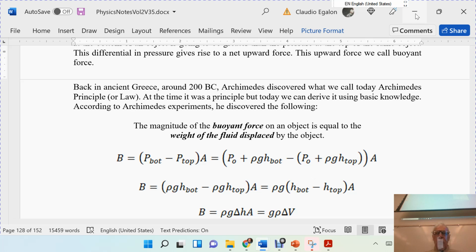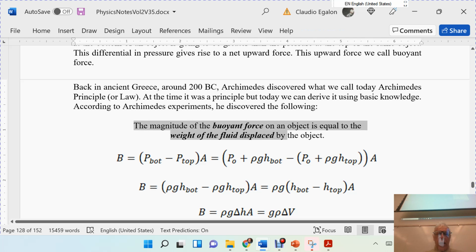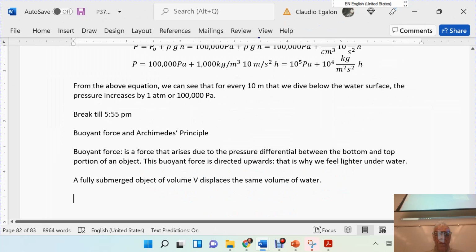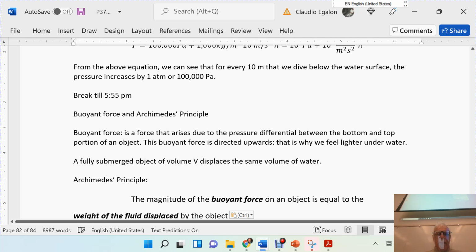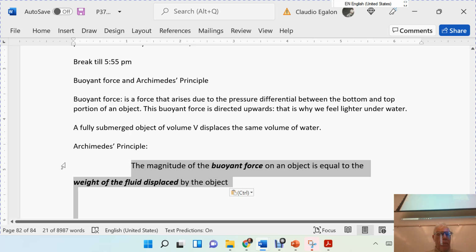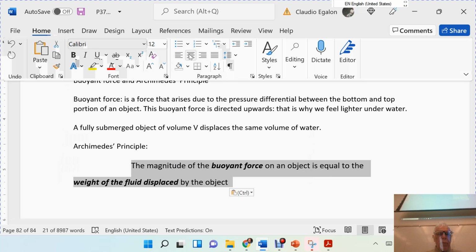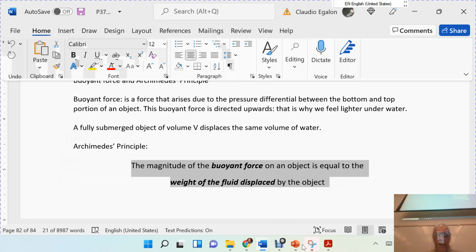So what is the principle, which was a principle at the time, that he discovered? It has to do with the magnitude of the buoyant force. This principle today can be derived mathematically. Archimedes' principle: the magnitude of the buoyant force on an object is equal to the weight of the fluid displaced. Okay, can you remember that? Memorize that.